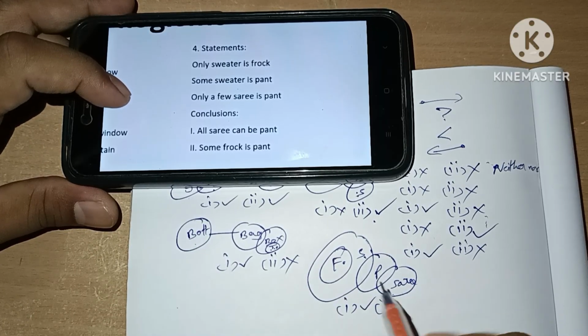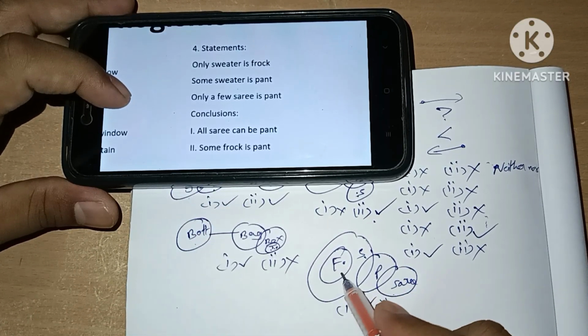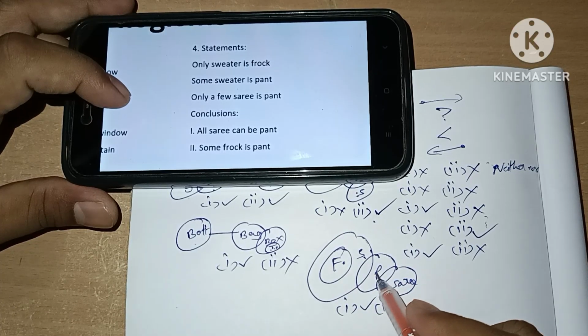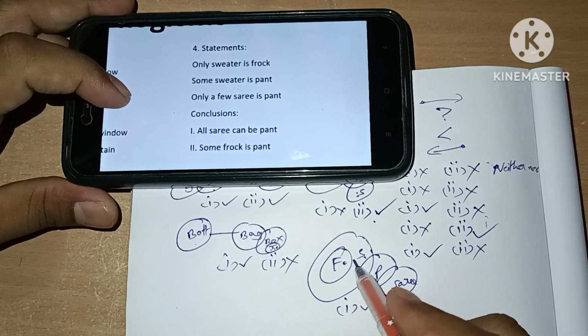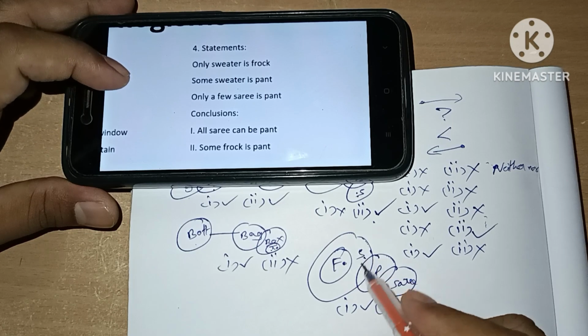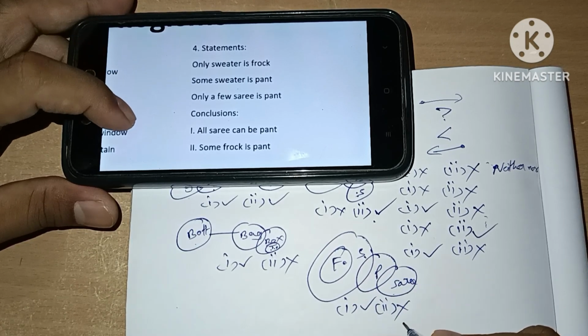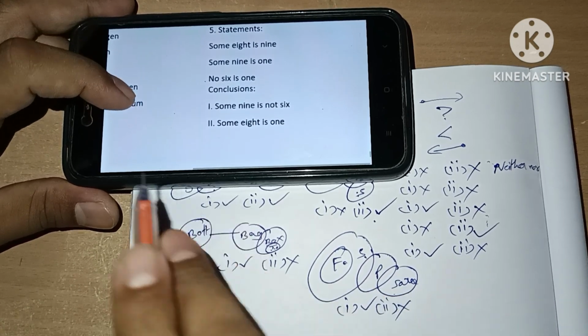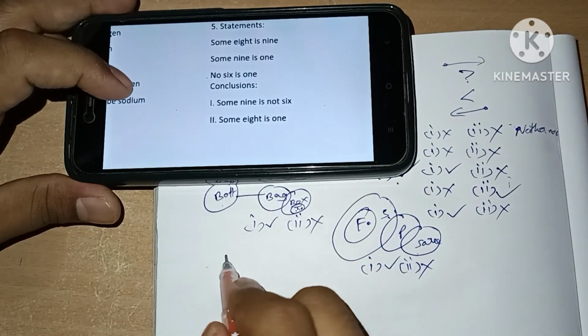Second conclusion. Some frock is pant. Some frock can share with the pant. It is not possible because the frock only shares with the sweater. So second conclusion will be false. Fifth question. Some 8 is 9.